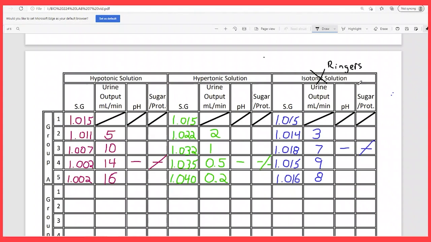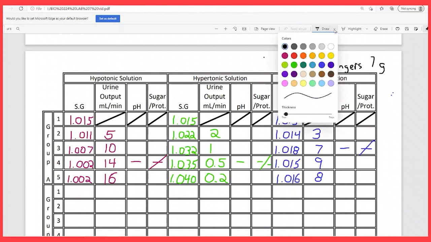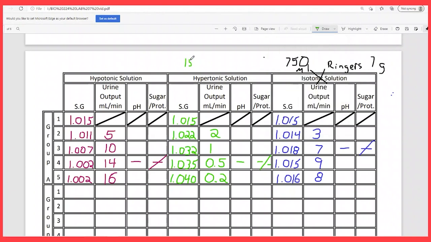An isotonic solution doesn't do much to change this person's blood concentration, but it would up their blood volume because this was 750 mils of water they drank, wasn't it? 750 mils with the 7 grams of salt. That was this person. The hypertonic person, what did they drink? They drank 150 mils of water with 5 grams of salt. Very, very concentrated.